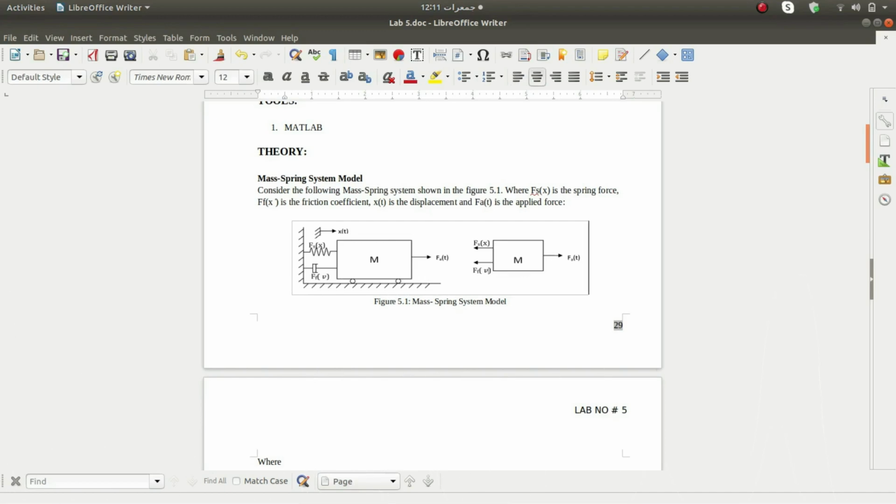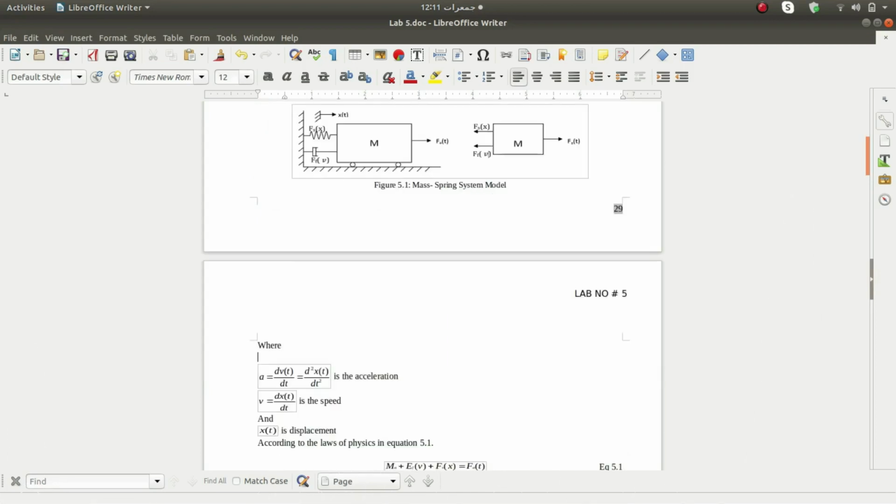So there are two external forces that will act upon this mass, and these forces will be spring force and frictional force. As you can see, the directions of these forces are opposite because we are pulling the mass in this direction, so spring and friction force will try to pull the mass in the other direction. I hope the scenario of this figure is clear to you all. Now we have to derive its mathematical model and then solve it in MATLAB.